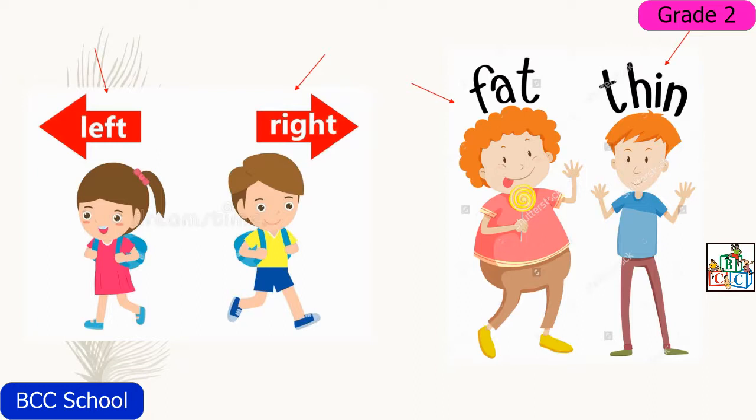Okay, so let's spell fat. F-A-T, fat. How do we spell fat? F-A-T, fat, qui veut dire gros. Maintenant, thin. T-H-I-N, thin. One more time. T-H-I-N, thin, veut dire maigre. So what is the opposite of fat? The opposite of fat is thin.